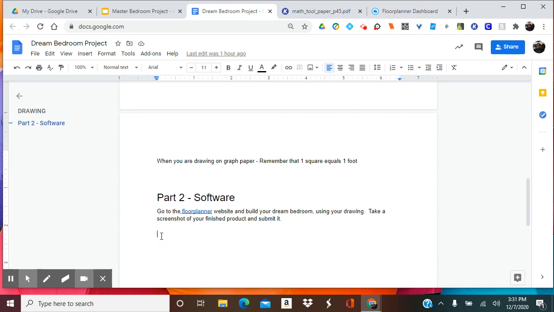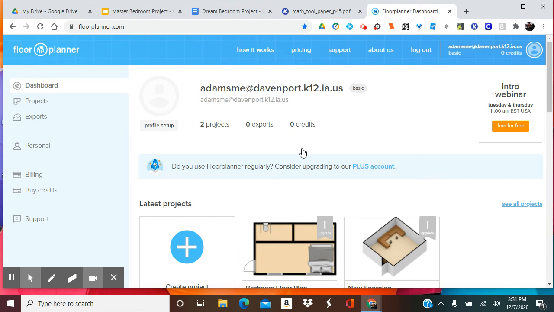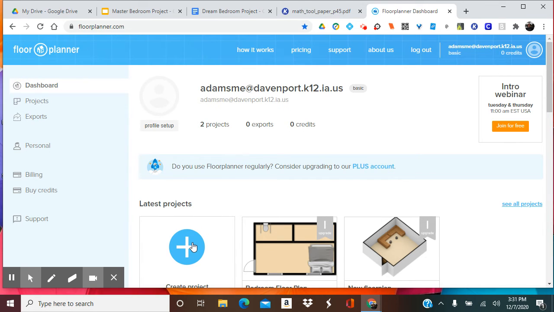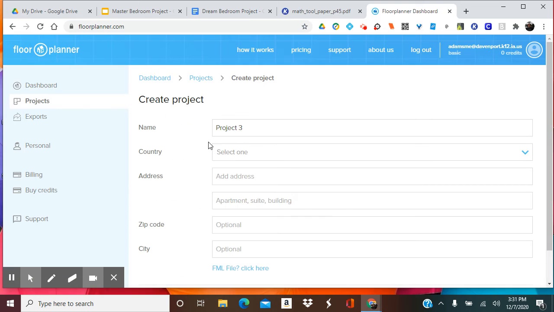All right, the second part of the project is here in Floor Planner. You're going to click this link and it's going to take you to, this is my floor planner. So I just logged into this using my Google account. It's a free account. What you're going to do is just go into projects. You're going to add a new project. This is my project that I've been kind of playing around with. You're going to start a new project. And then this will be your bedroom project.